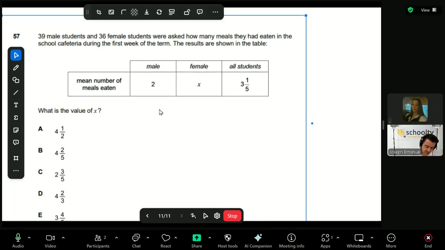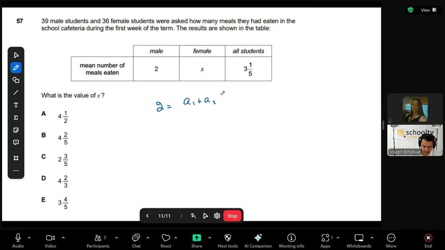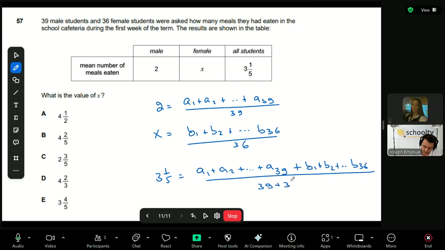So to reach this, how did they calculate this 2? So 2 equals a1, a2, up to a39, divided by 39. And x equals the females, b1, b2, up to b36, divided by 36. And what is 3 and 1/5? This is a1, a2, up to a39, plus b1, b2, until b36, divided by 39 and 36 total.